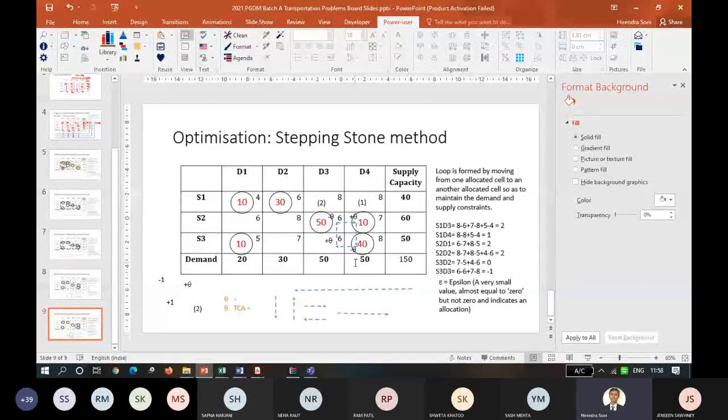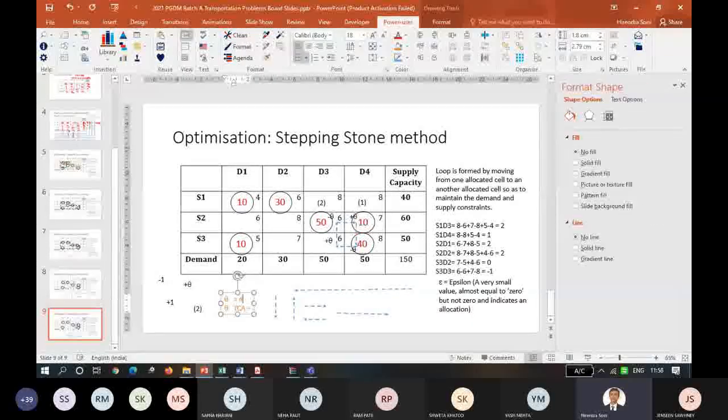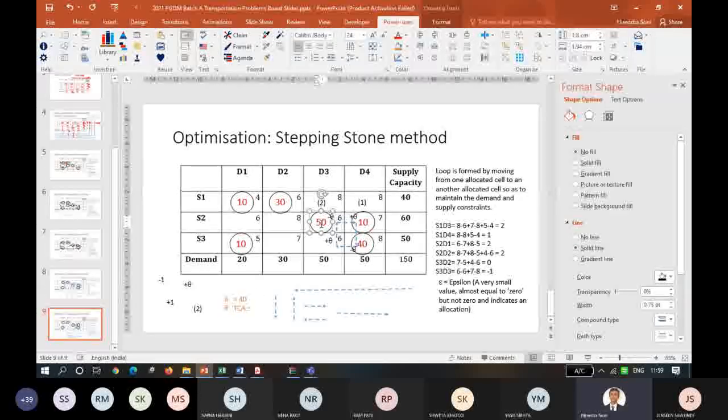Correct. Now, let us look at the negative corners and the minimum allocation in that negative corners. So minus theta, minus theta. So here it is 50, here it is 40. So choose the minimum value. Minimum value is 40. So 40 will be your theta. So theta would be 40 here, and I will add and subtract here. So if I remove theta from here, that is 40, so this becomes 10. Correct?